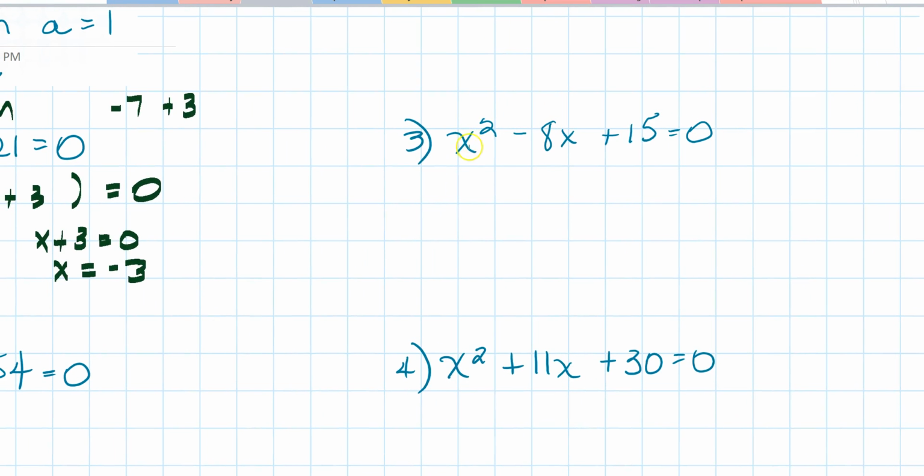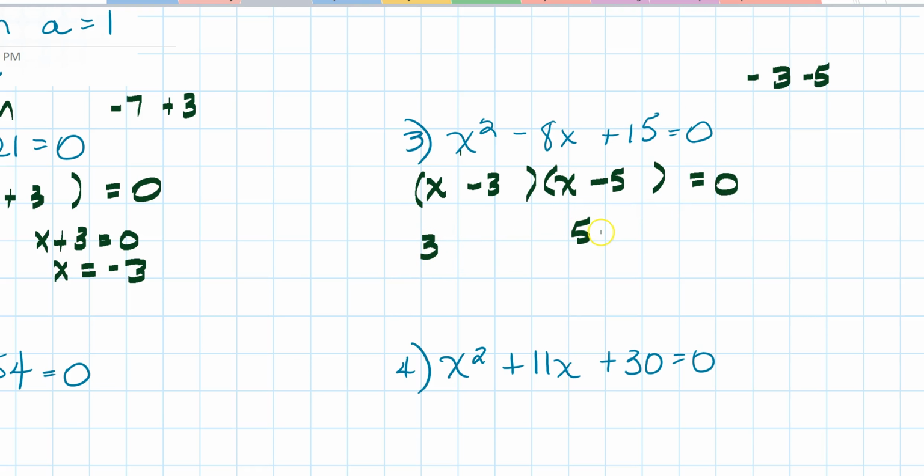Okay, using this one, to get 1x squared, it had to be, like I said, x and x. So if I'm thinking about what multiplies to 15 and adds to -8, okay, if it's +15, it could be +3 and +5, but that wouldn't add to -8. It must be -3 and -5. If I add those 2 terms together, they get -8. If I multiply them, it comes to +15, so it must be -3, -5 equals 0. Therefore, my solutions are 3 and 5.